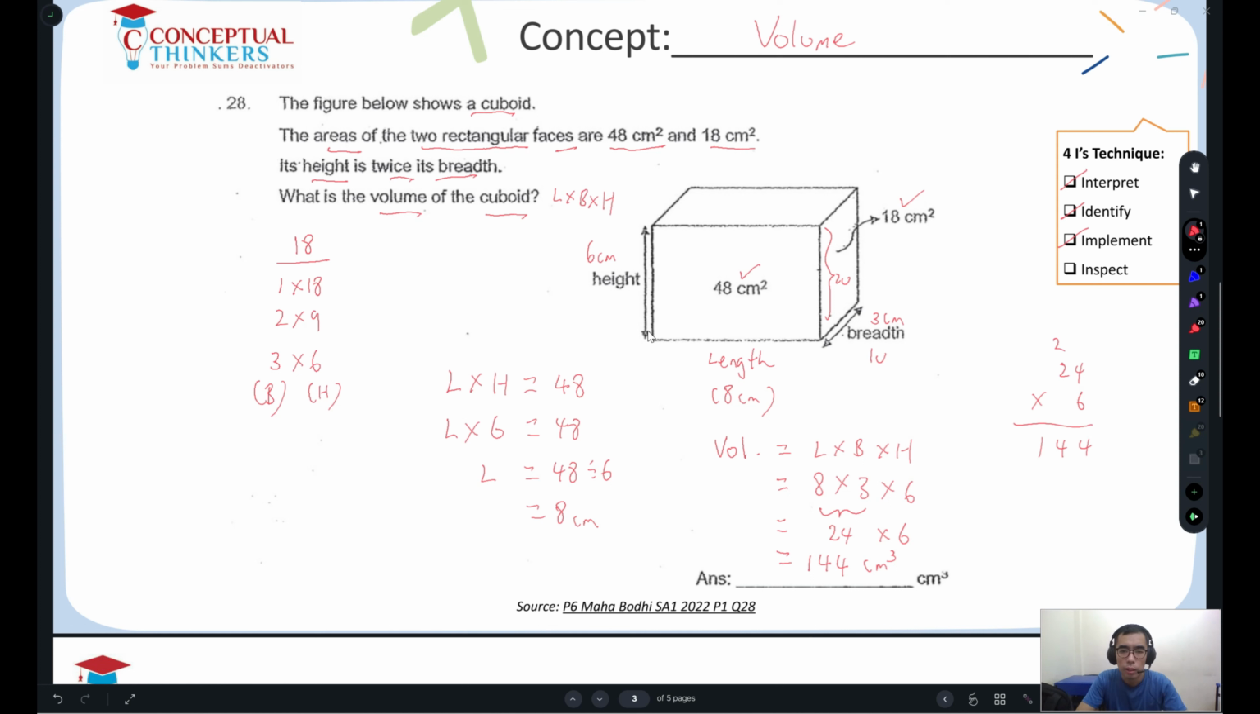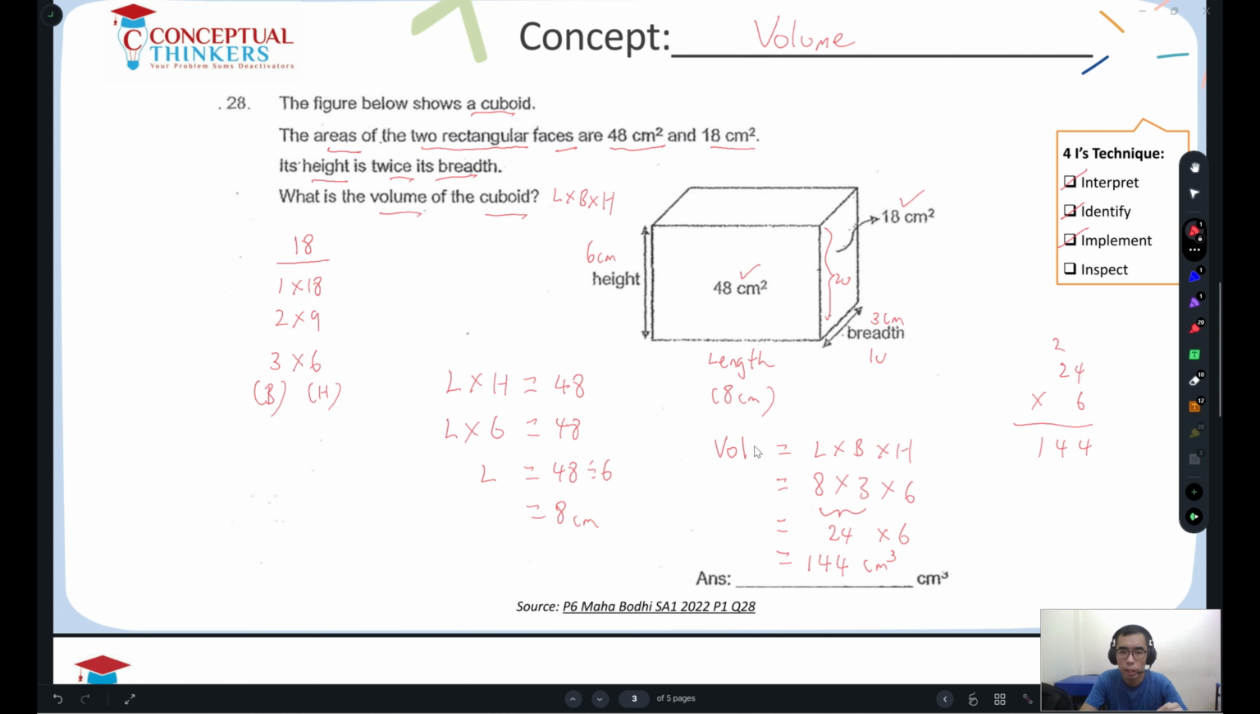Then when I look at the other rectangular face, 48 cm², this is based on the calculation of length times height. From here I can substitute my height as 6 cm, with my area as 48, so I know that my length has to be 48 divided by 6, which gives me 8 cm. Once I get the dimensions for my length, breadth and height, I can calculate and get the volume of the cuboid.